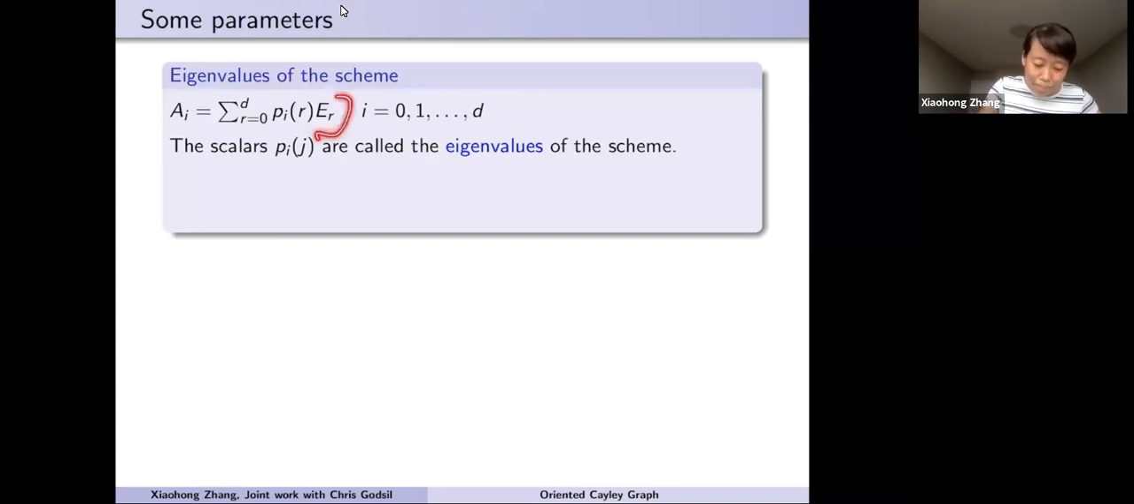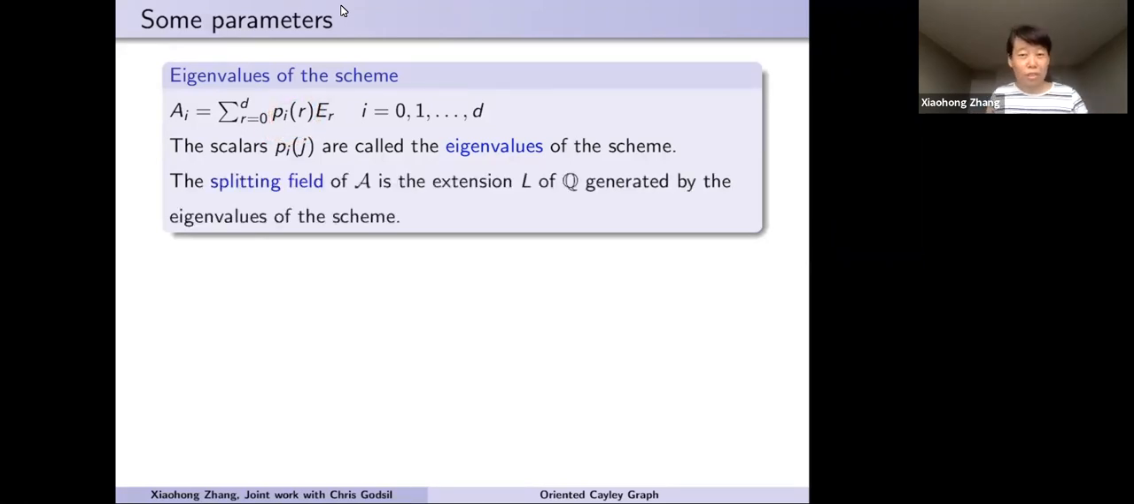So the E_i are bases. Each matrix A_i can be written as a linear combination of them, and the coefficients p_i are called the eigenvalues of the scheme. Now, if we add all those numbers to the rational number field Q, we call this field the splitting field of the association scheme.